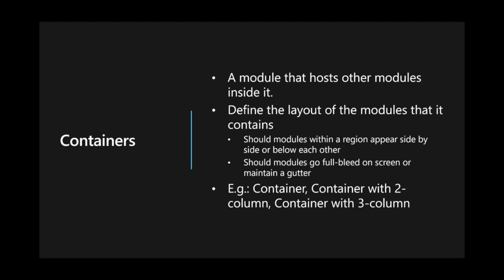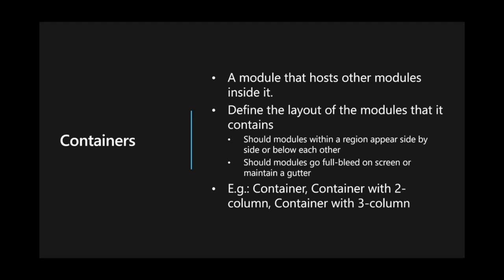Should they appear side by side, in a two column, three column, four column view, or should they just stack one below the other? All these different kinds of properties can be defined through the container module. The container also helps you define how the modules should be laid out on the page. Should they go full bleed on the screen, or should they always maintain a gutter? So there are a lot of layout driven properties that come as part of a container.